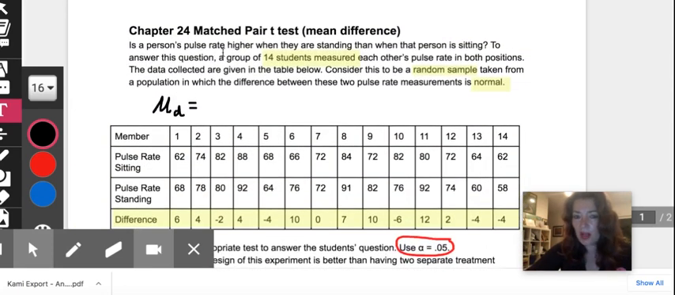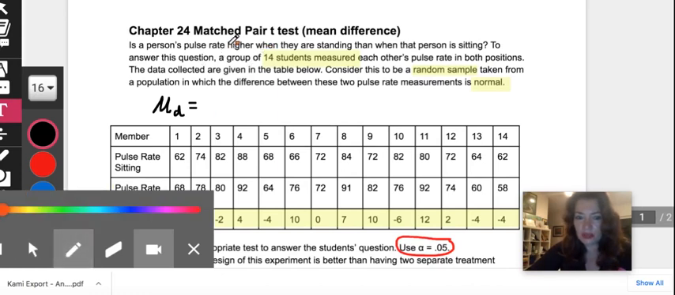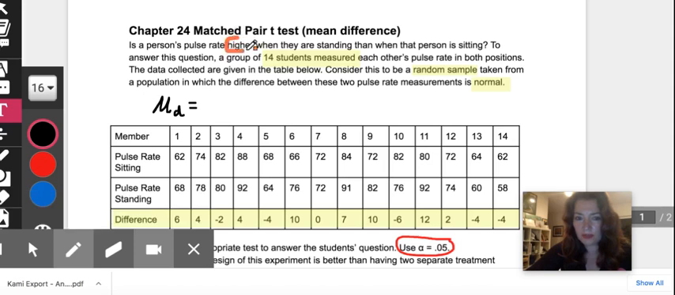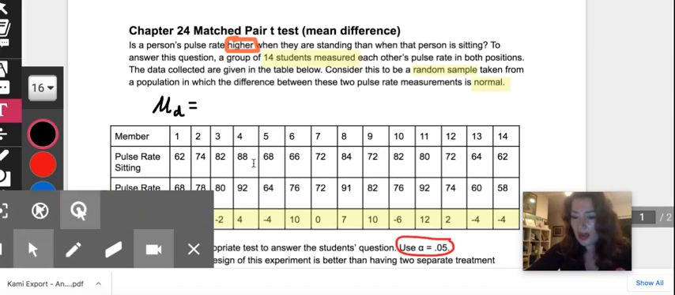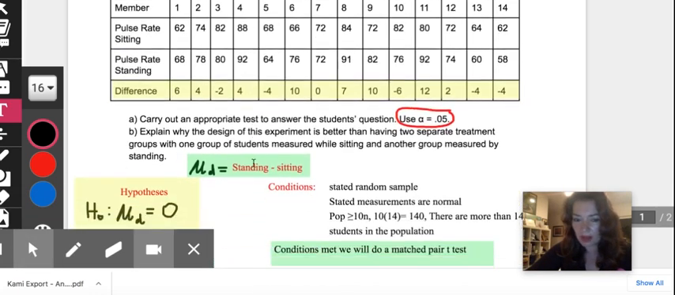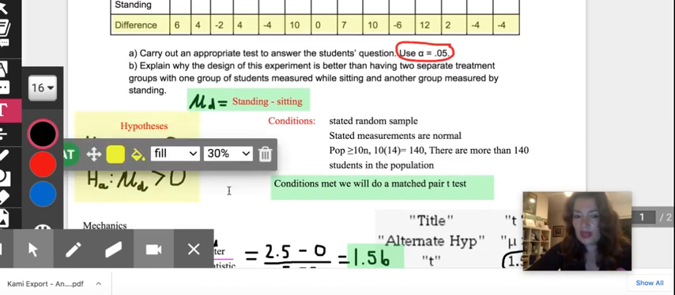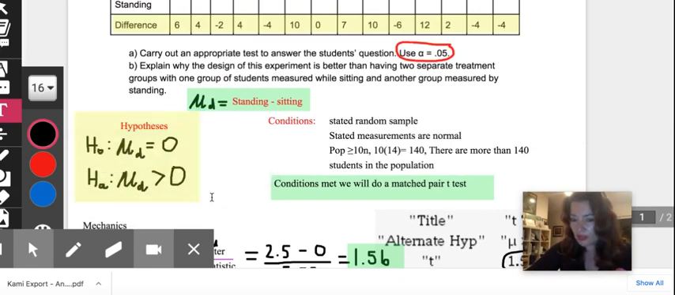And then the alternative, I took that from the actual paragraph because right here it says, is a person's pulse rate higher when they are standing than when they are sitting? So that's where I took my alternative hypothesis, and if it's higher, that means it's greater than. So the alternative hypothesis, meaning the mean difference, is going to be greater than 0. So that you need when you're entering into your calculator.